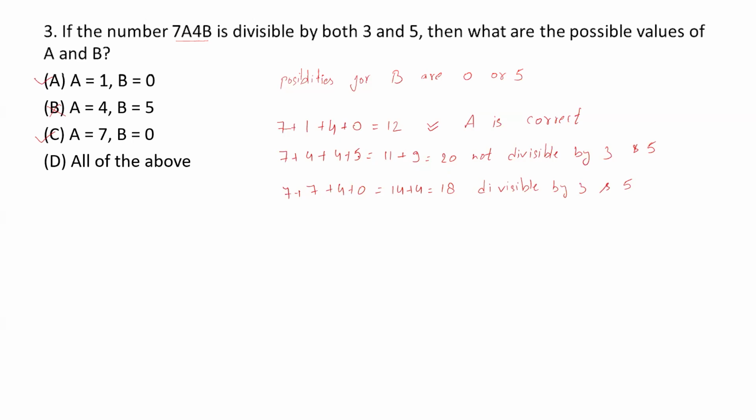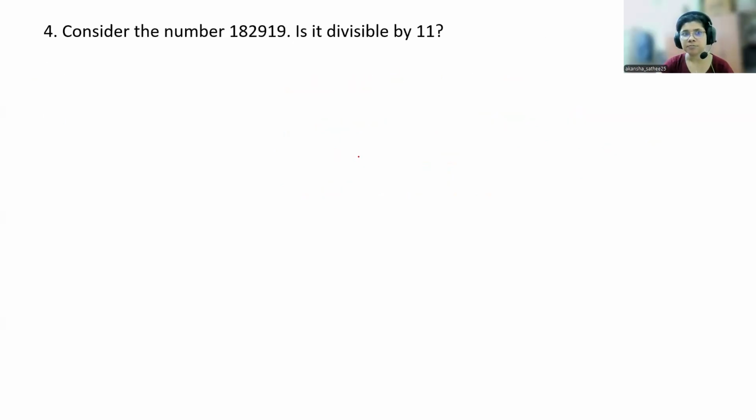So, you know how to check a number is divisible by 5. If the last digit is 0 or 5. How to check when a number is divisible by 3? If the sum of the digits is divisible by 3.